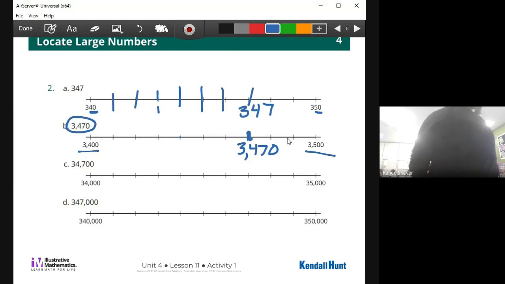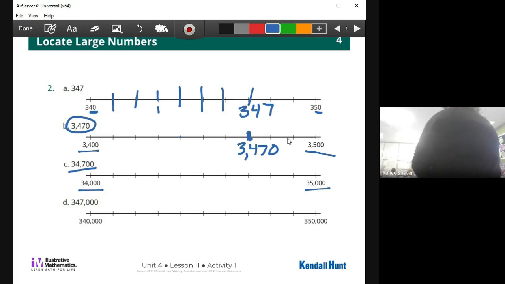Are they all related again? Yeah, they're all the same. Okay. Well, let's make sure they didn't try to trick us. Let's look at C. C, we started at 34,000. We're ending at 35,000, right? And we're placing 34,700. Is it the same? Yeah. Does everybody agree?